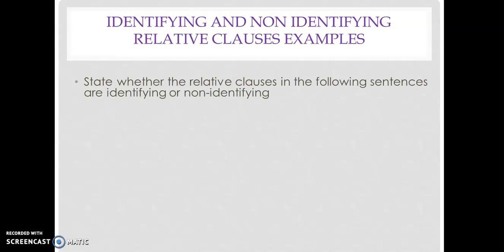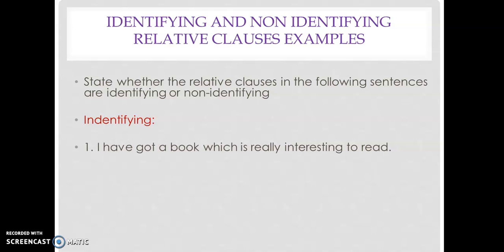And I have one example for each kind. It says identifying or non-identifying relative clauses examples. State whether the relative clauses in the following sentences are identifying or non-identifying. I bring two for each, so you can have an example of how it's done and you understand better. The identifying one says, I have got a book which is really interesting to read. In here I'm using which since a book is an object, and the extra information that I am provided is really interesting to read.